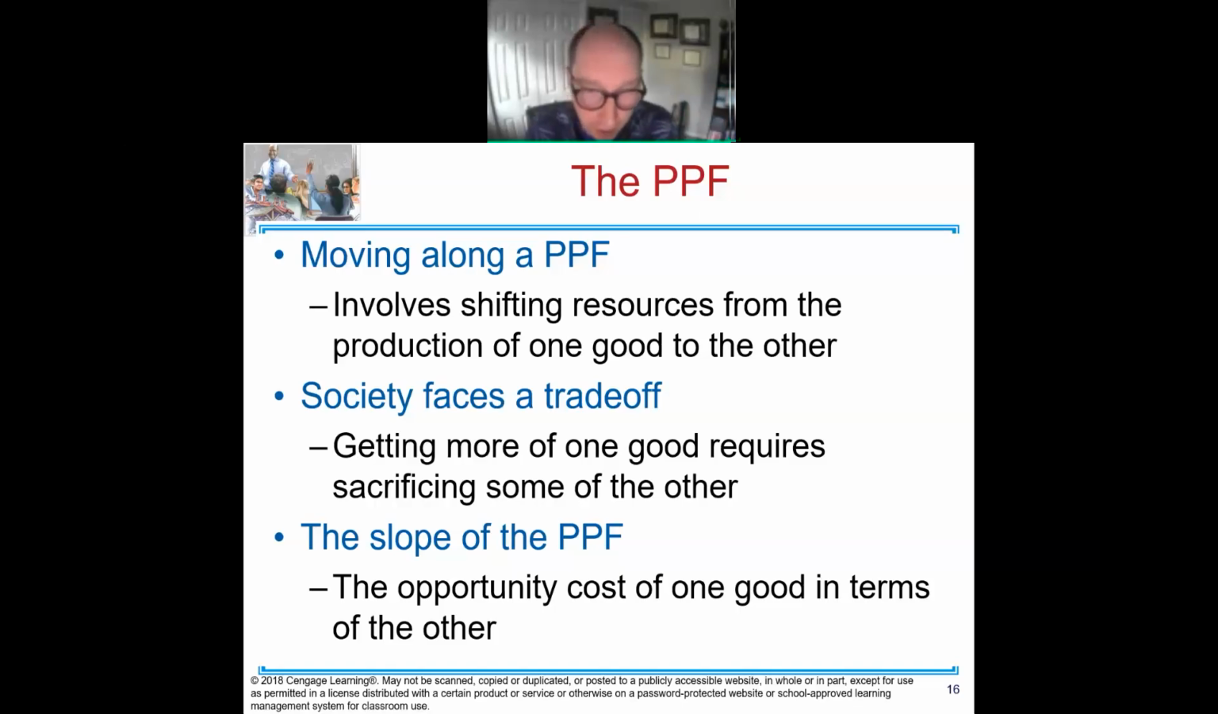We call this a trade-off, right? It's where you sacrifice more of one good over another. It's a trade-off. And this goes a lot with what we talked about last week. Remember, we talked about trade-offs, we talked about opportunity cost. The opportunity cost is also reflected in this measurement because I'm sacrificing the cost of making more of one product over another.